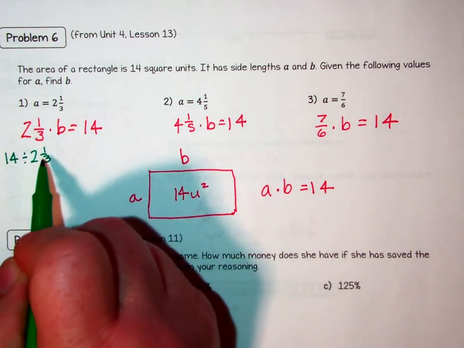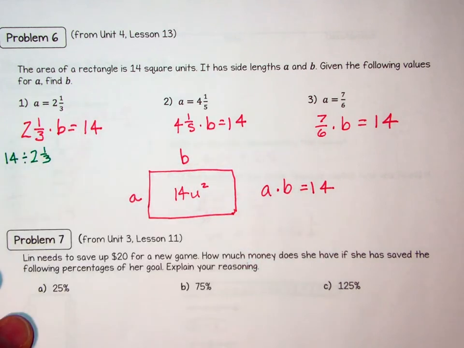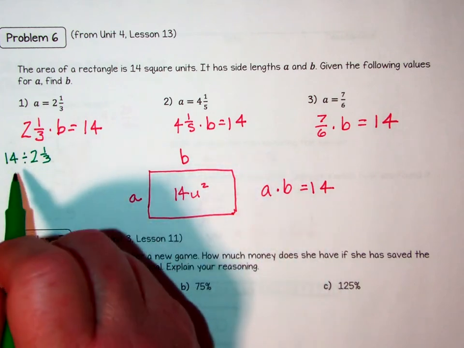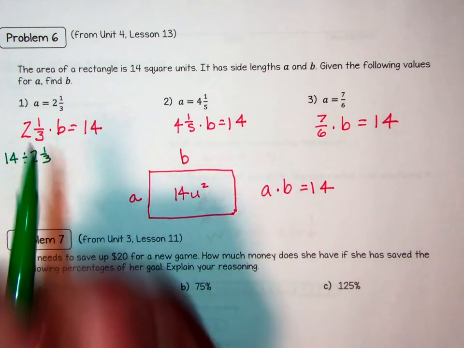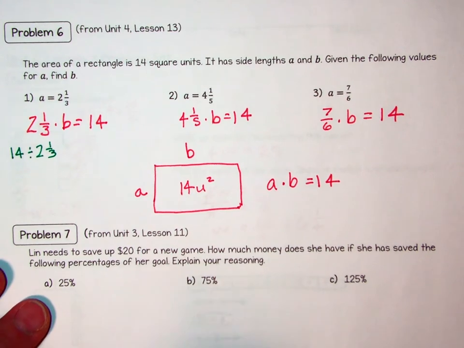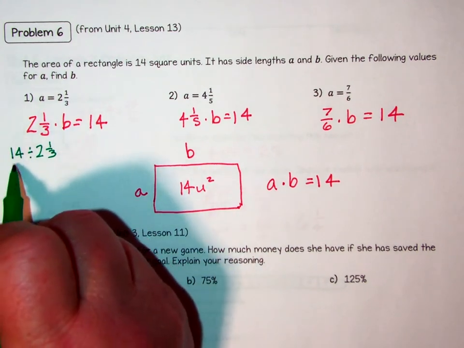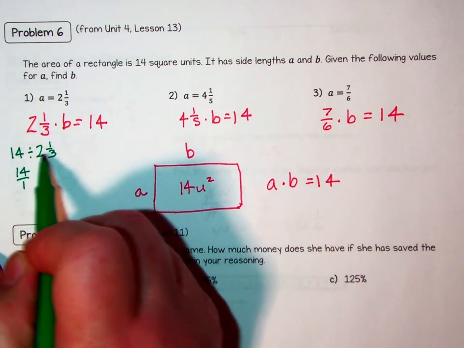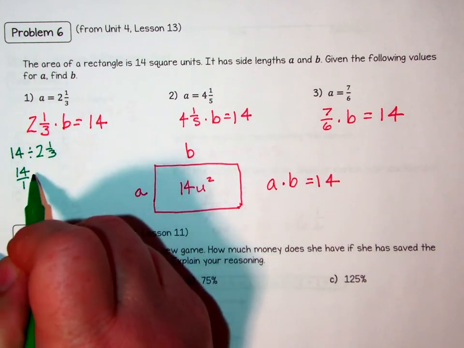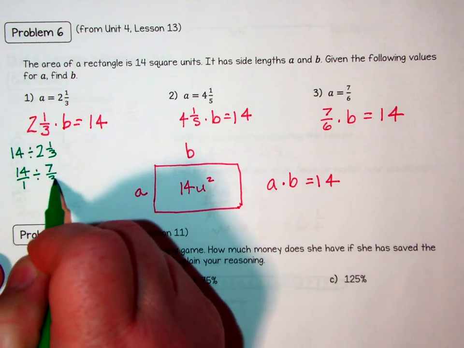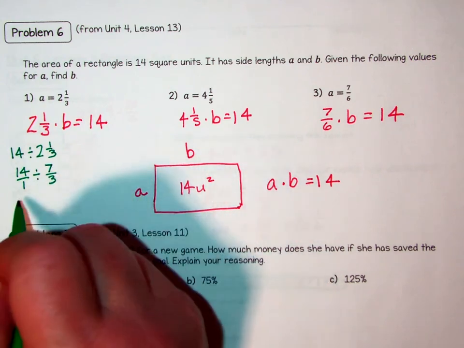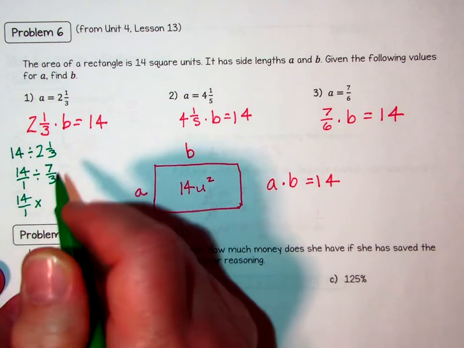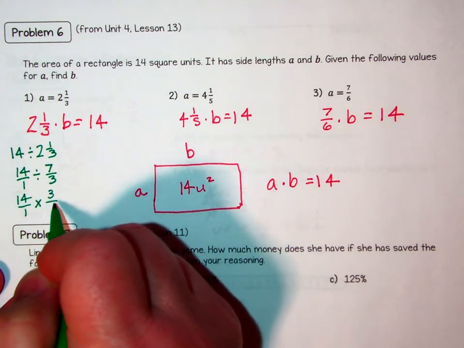So first I need to convert my numbers into improper fractions, because the way I do fraction division is keep, change, flip. So 14 just becomes 14 over 1. 2 1/3. 2 times 3 is 6, plus 1 is 7. So this becomes 7/3. And then I'm going to do my keep, change, flip. So I keep the first number, change division to multiplication, and I flip my second number.